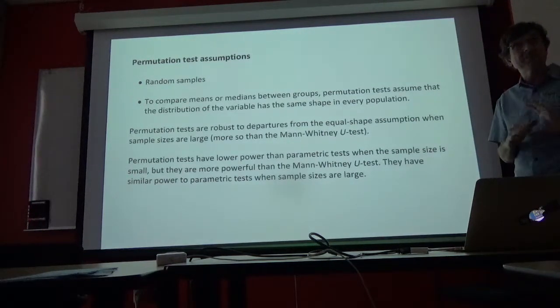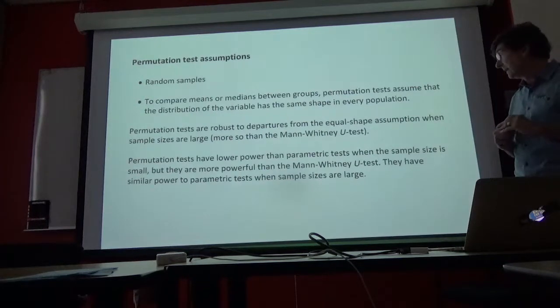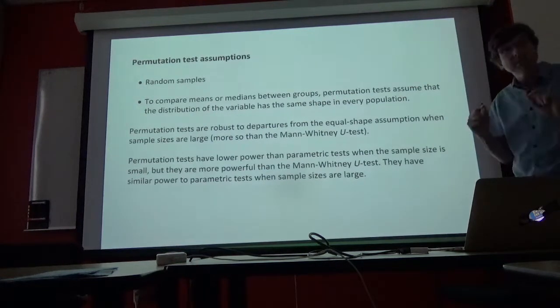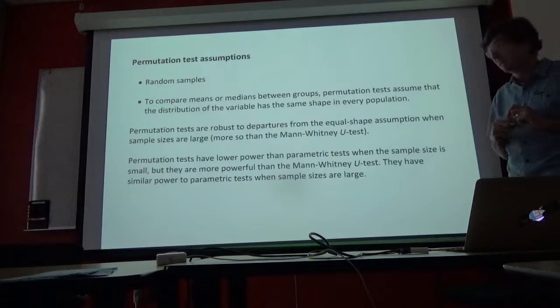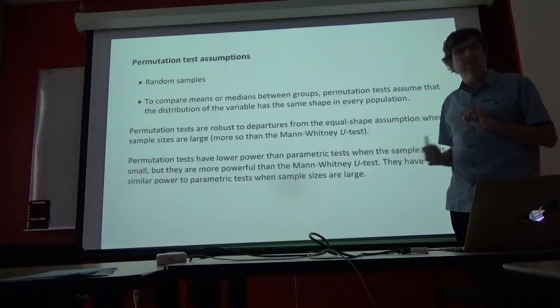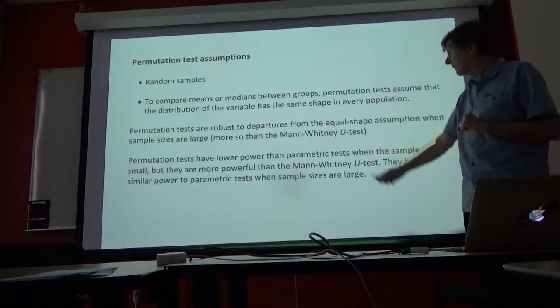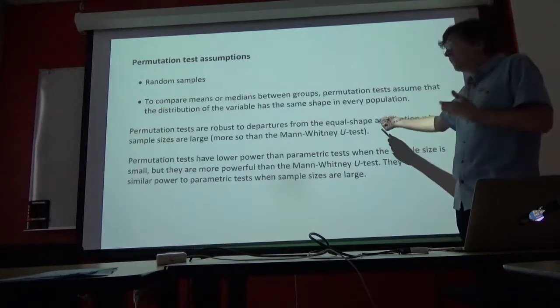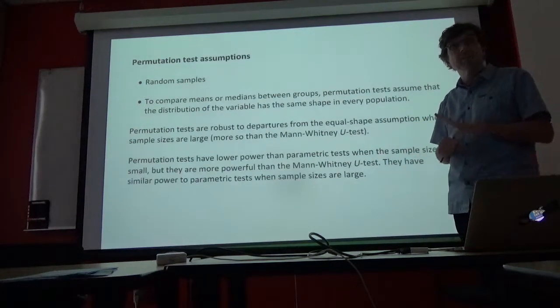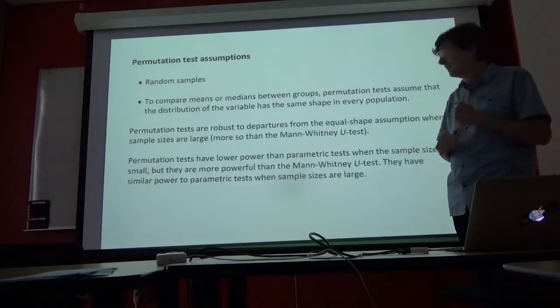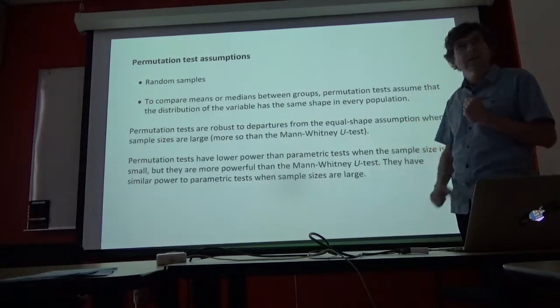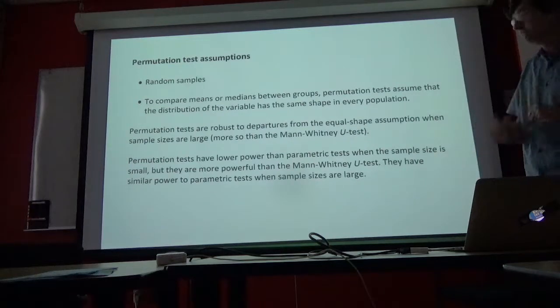That might not be sufficient. You really want to know whether the means are different, whether the medians are different, and then you require this extra assumption of equal shapes. And that's true also with the Mann-Whitney U test. However, the permutation tests are reasonably robust to departures from that assumption, more so than the traditional rank tests.